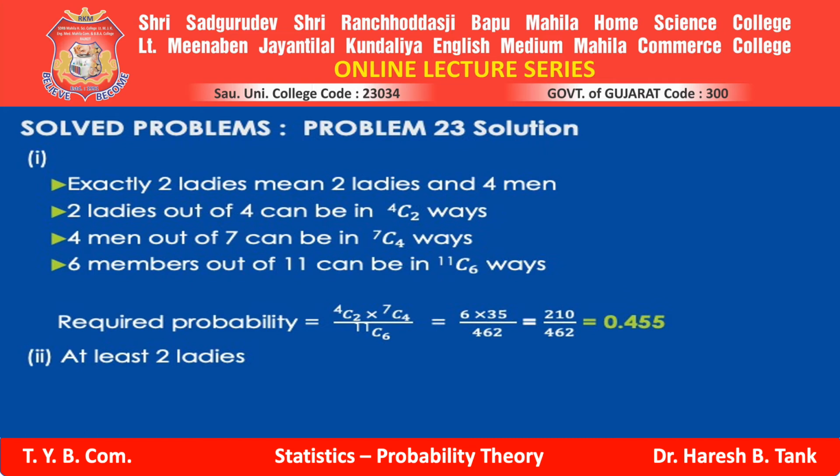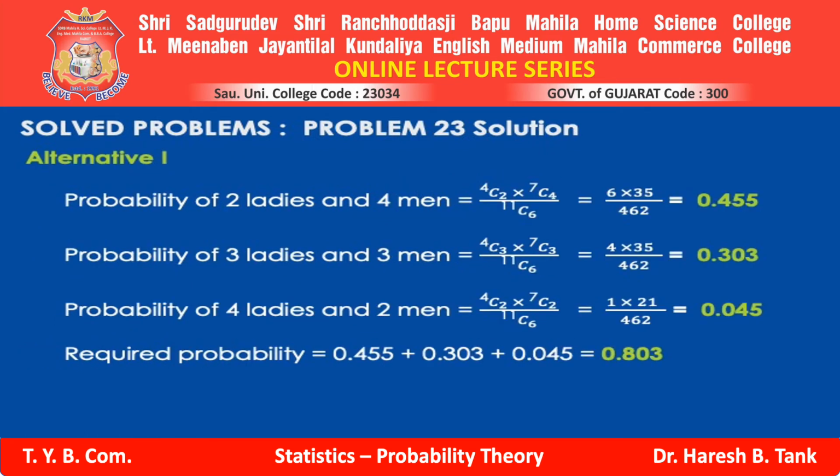Now think of at least two ladies. At least two ladies means two or more. The maximum number of ladies is four, so all these three possibilities are to be thought of. So two ladies, four men, or it can be three ladies, three men, or it can be four ladies, two men. Now get an individual probability of them. Probability of two ladies and four men becomes 4C2 multiplied by 7C4 divided by 11C6. Simplifying it, it comes to 0.455.